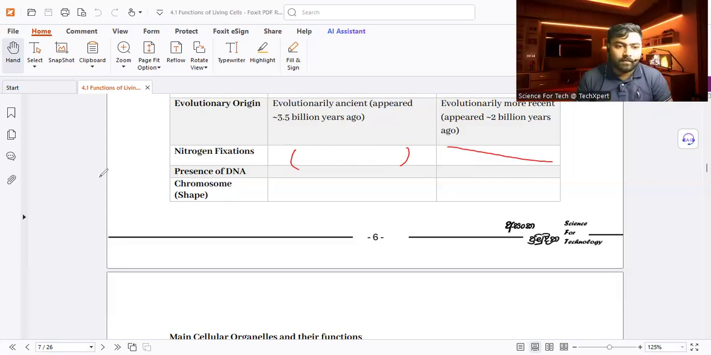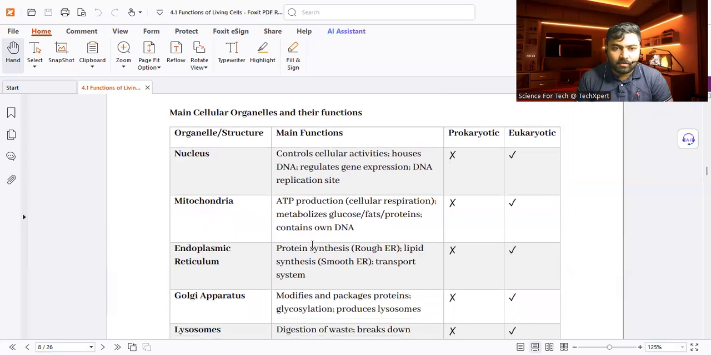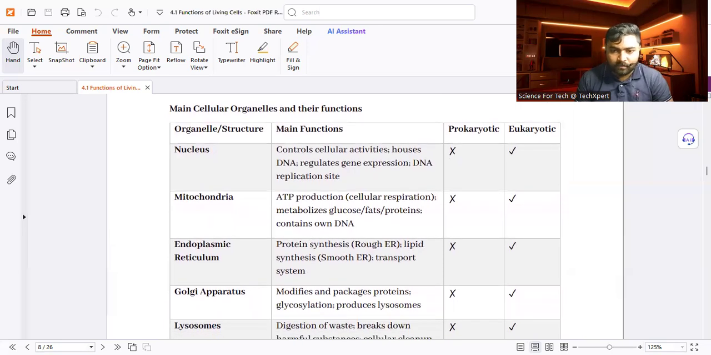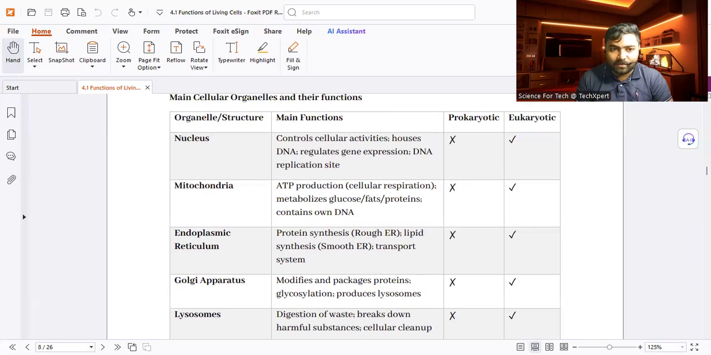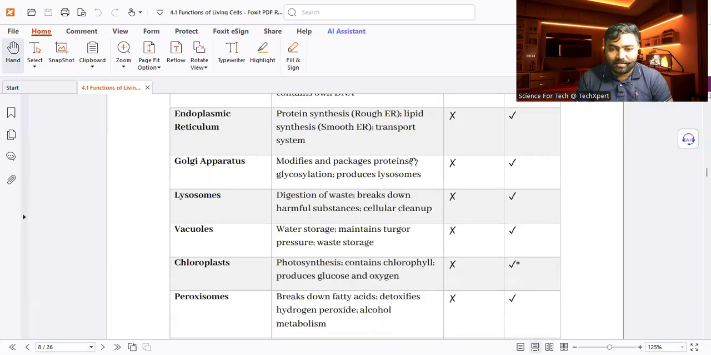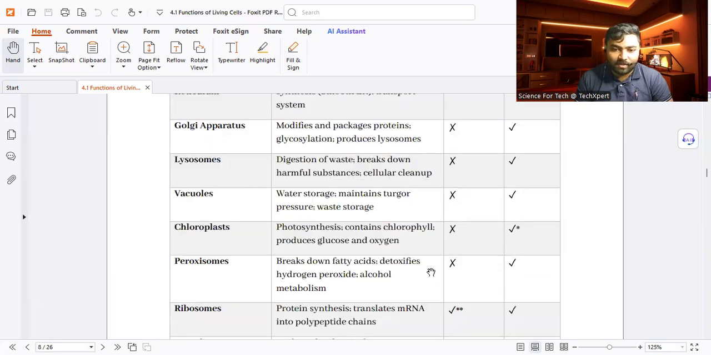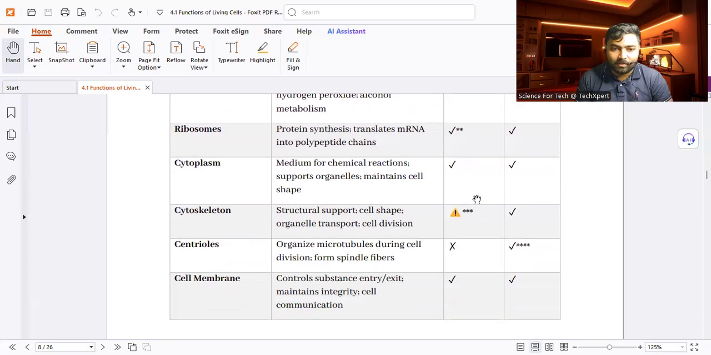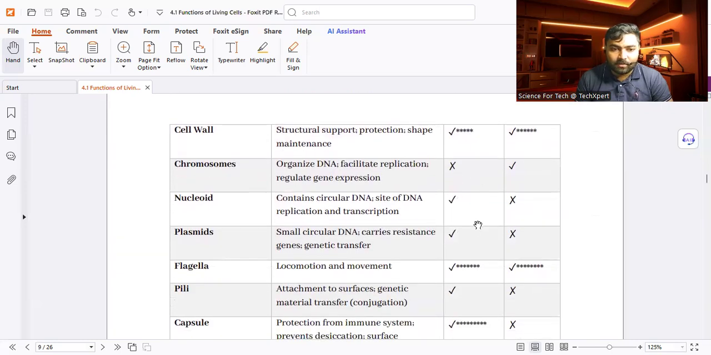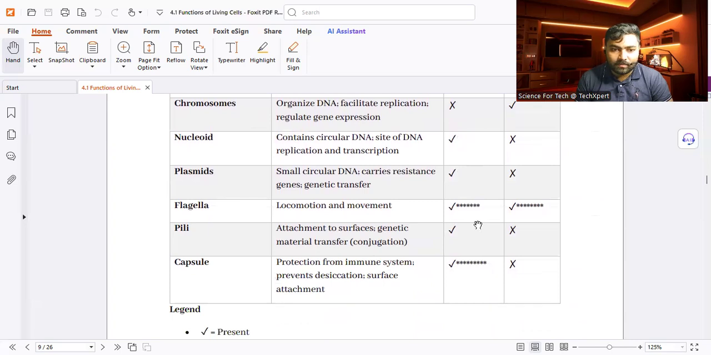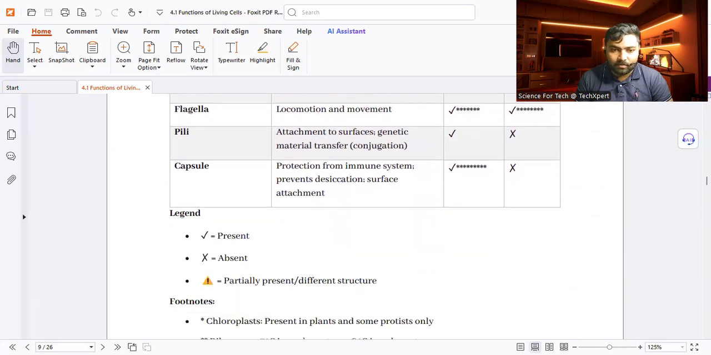Done, sir. Okay. Here, presence of DNA, chromosome shape, that is okay. Then let's move to the main cellular organelles and their functions. You can see most of the cellular organelles cannot be seen in a prokaryotic cell. Here ribosomes, cytoplasm is present, cytoskeleton, that is not too much important, and cell membrane. Cell wall is present, nucleoid, plasmid, flagella, pili, capsule.